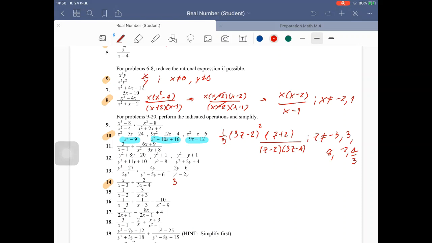Question 14 answer is, okay, I give you a minute to copy, to take note of this.